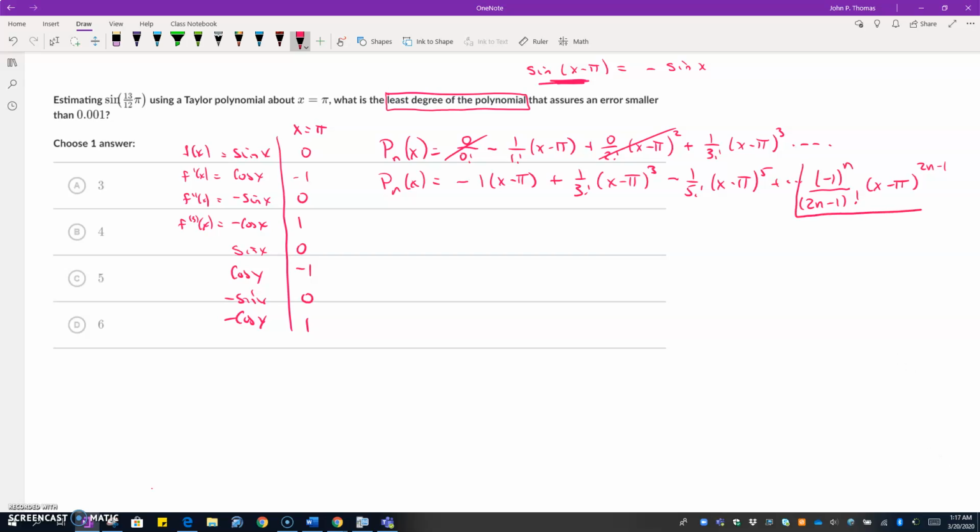Now, one thing that I noticed straight out of the gates is this is an alternating series, and when we have an alternating series, we get by with the alternating series error bound.